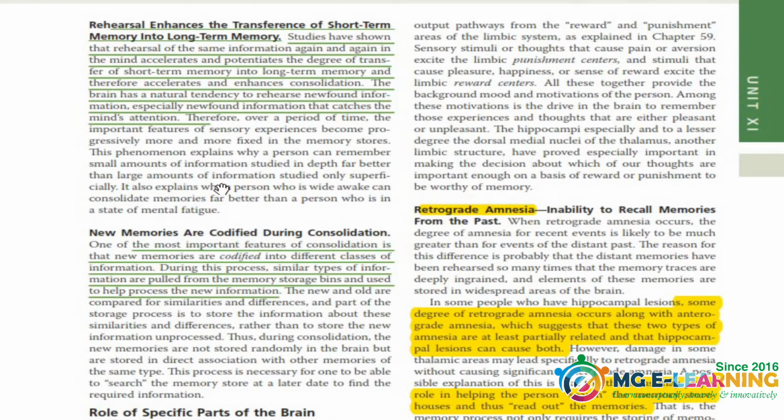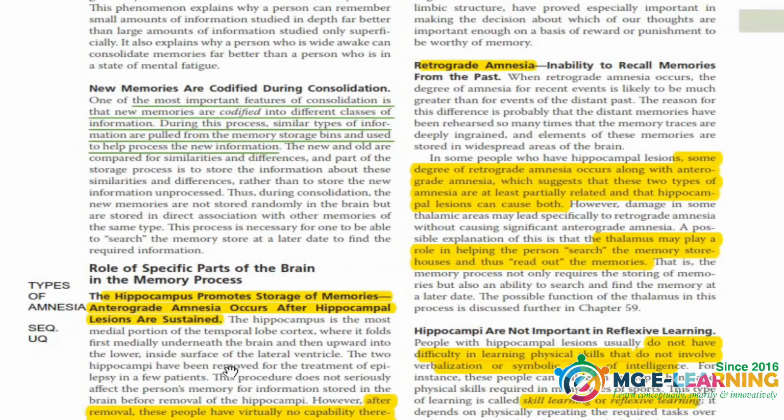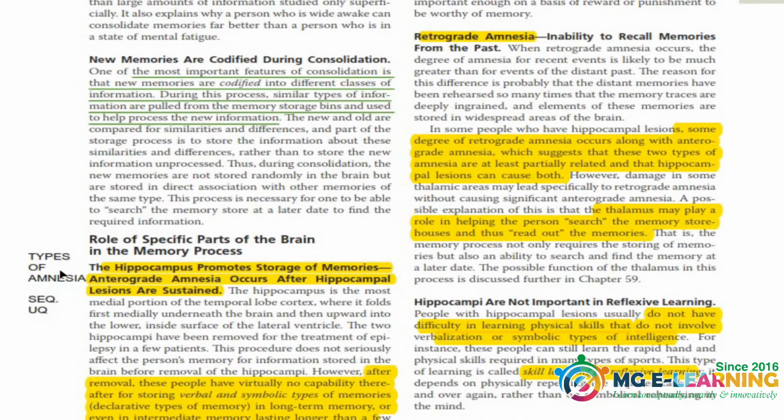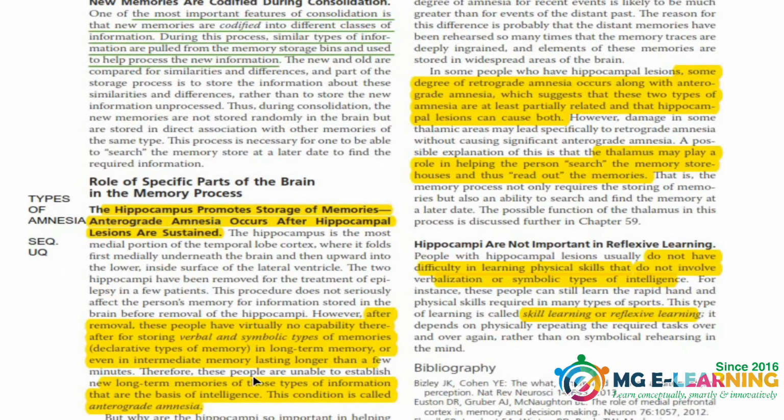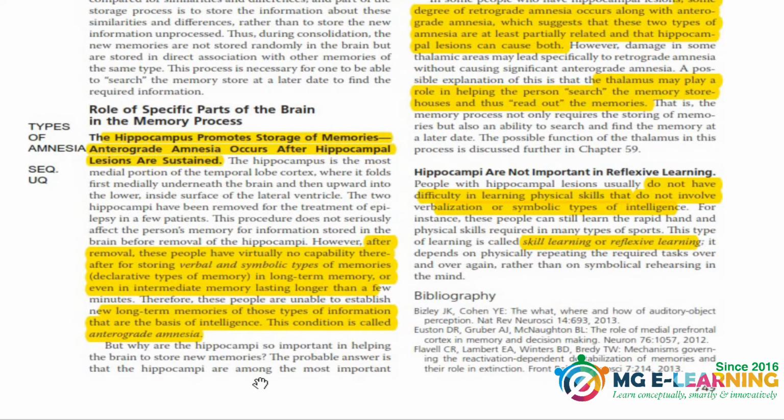Next, this page from here up till here is just for your reading, for understanding. And then the last topic is the types of amnesia. It is important SEQ, and it is a past UQ, so you have to do it from here. What are the types of amnesia? One is anterograde amnesia and other is retrograde amnesia. So you have to do this from this chapter. That's all about this chapter.